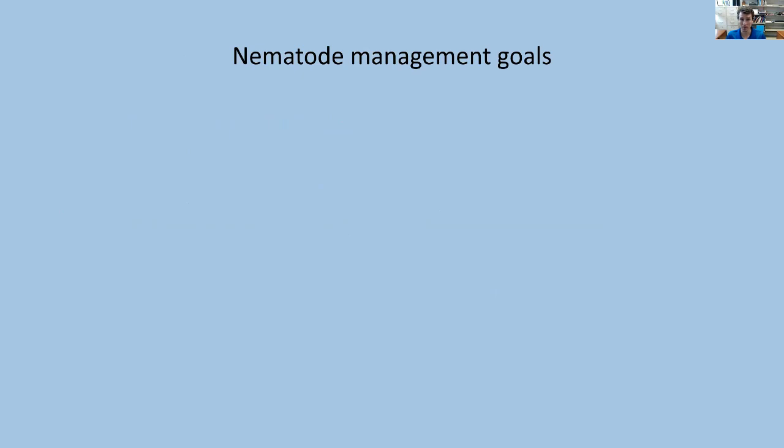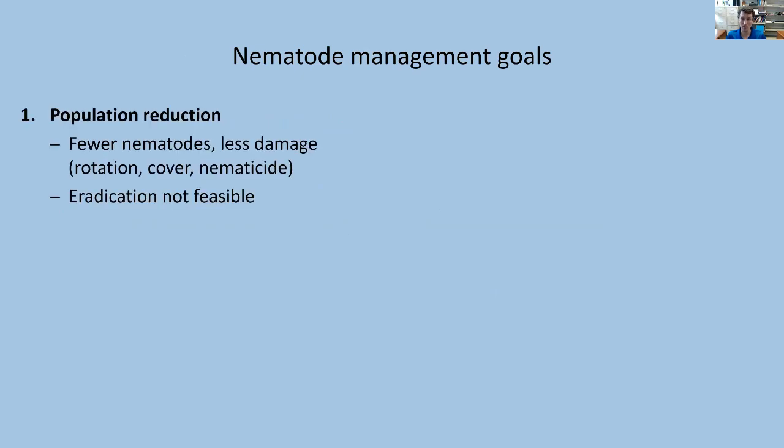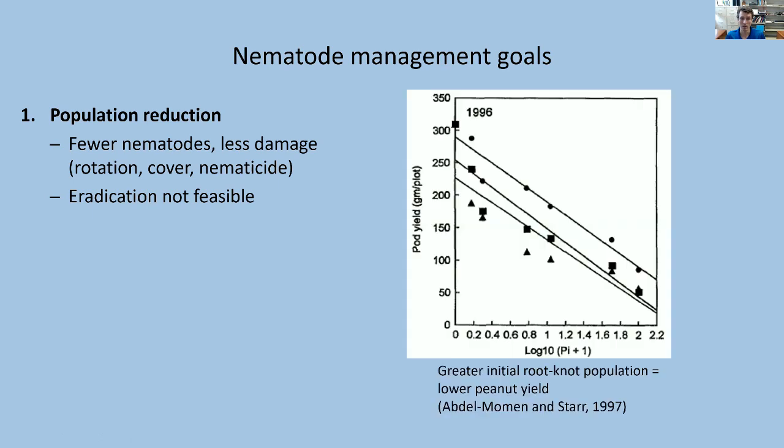First, just a little bit of the concepts of managing nematodes. What are our goals? In general, what we're looking to do is reduce populations of nematodes in the soil. The idea is that if you have fewer nematodes, you're going to get less damage when you have to grow a crop that is susceptible to whatever nematodes you have in the field. Our tools for doing this are generally crop rotation with our cash crops, cover crops, and nematicide applications, which give us a temporary reduction in our nematode populations. Eradication is not a feasible goal for nematode management once we have them in the field.